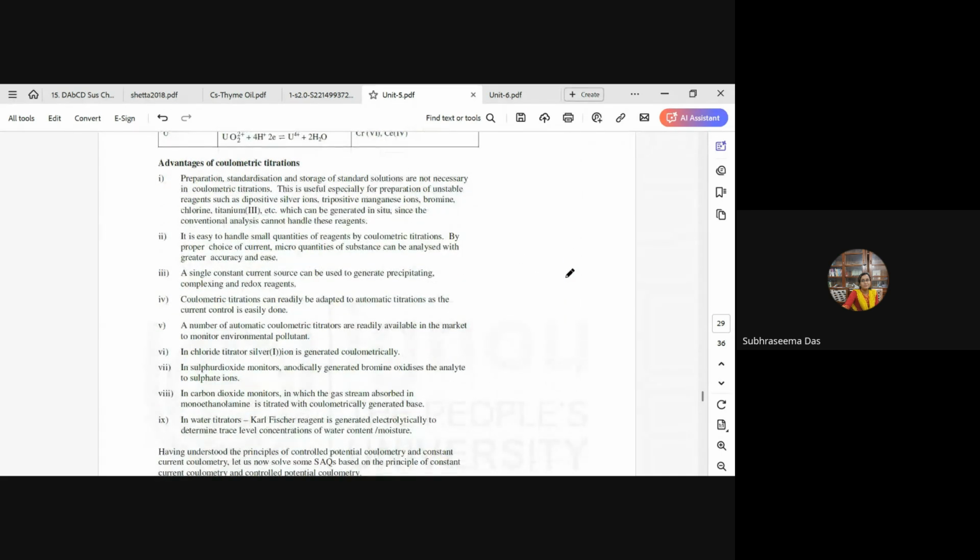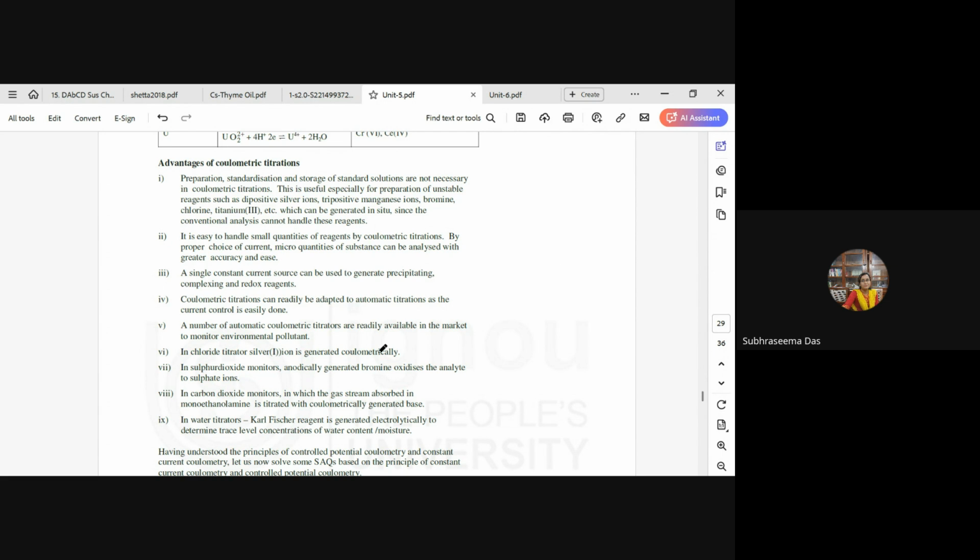Now coming to advantages of coulometric titration. The preparation, standardization and storage of standard solutions are not necessary in coulometric titrations. It is easy to handle small quantities of reagents. A single constant current source can be used to generate precipitating, complexing and redox reagents. Coulometric titrations can readily be adapted to automatic titrations as the current control is easily done. A number of automatic coulometric titrators are available in the market.